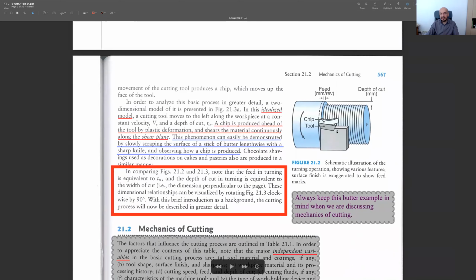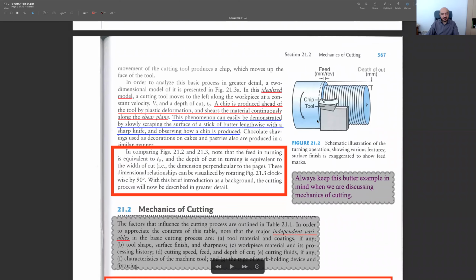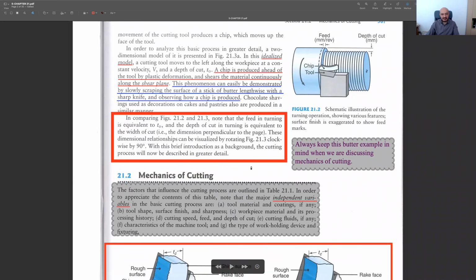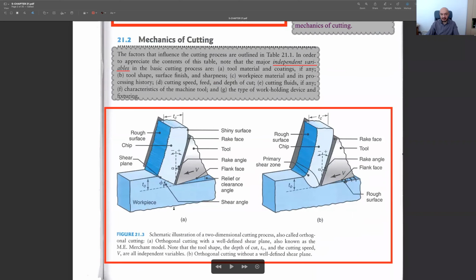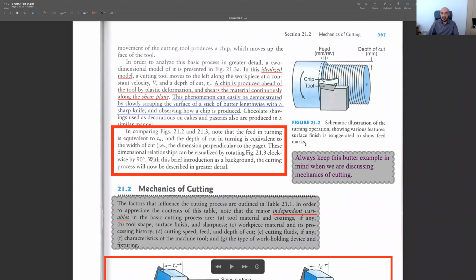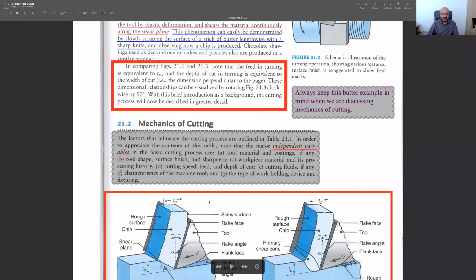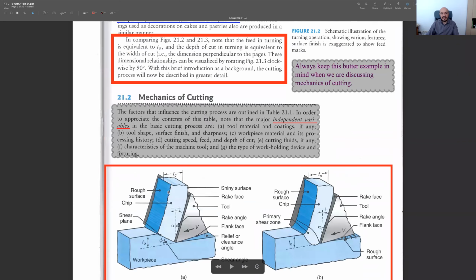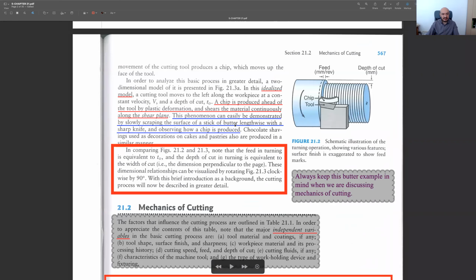And this is how the chips are generated, as you see. In the idealized models, we will be assuming that, and this one I will spend some time on this figure. This is actually the rotated view of figure 21.2. They are similar, just the names are a bit different here. Let me talk about this issue here.